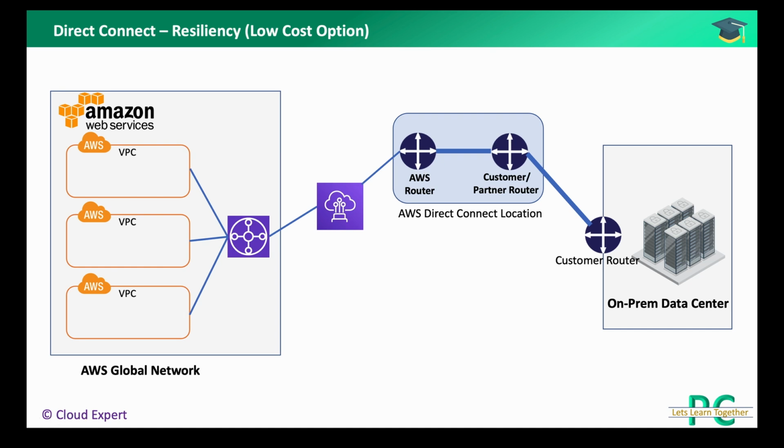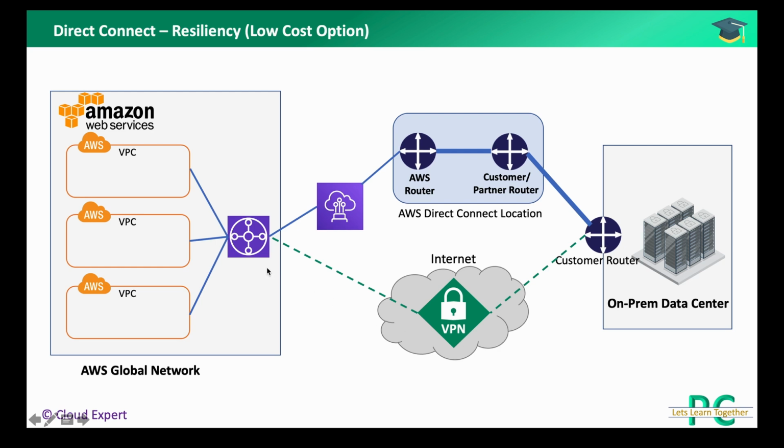But now, if your workload is not that mission critical, or if you don't want to spend on multiple Direct Connect links, maybe on a temporary basis, or you are fine if your traffic goes via the public internet, in that case you can create another VPN connection. So if the Direct Connect link goes down, you can use that VPN connection to send traffic or communicate between your on-prem data center and the AWS public cloud.